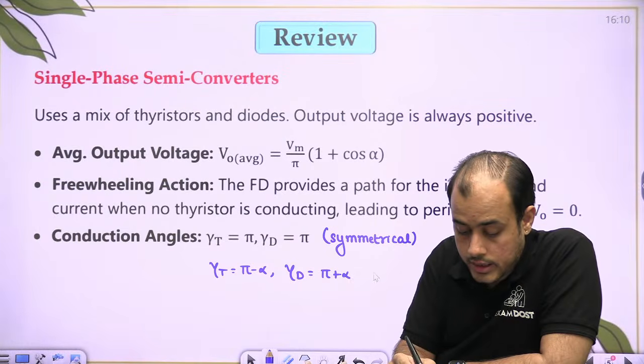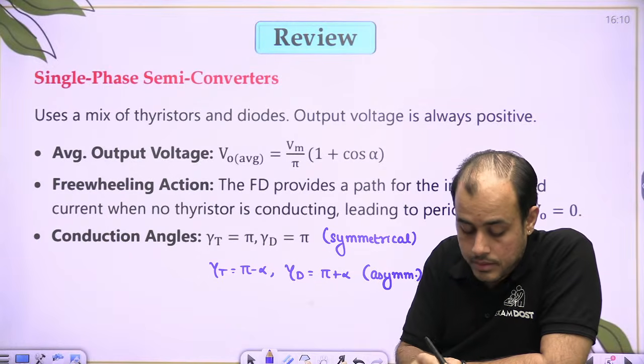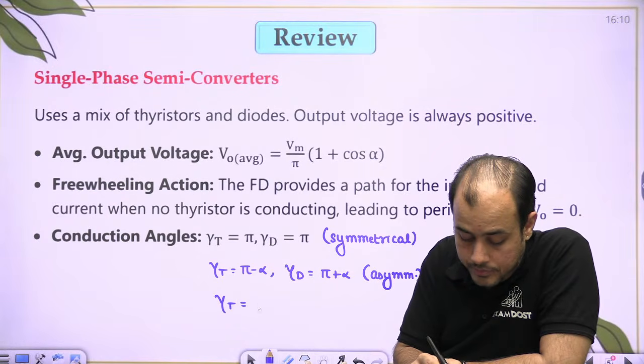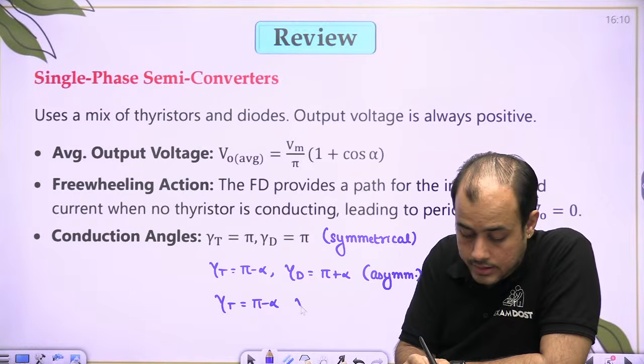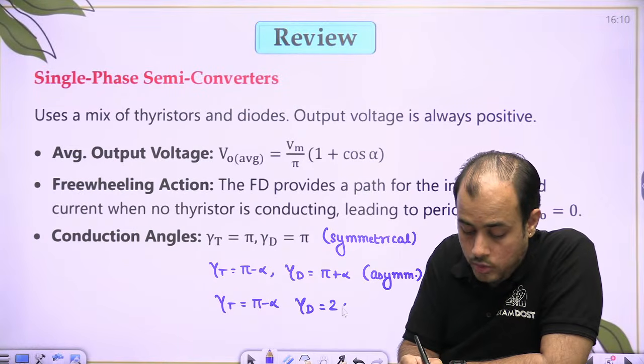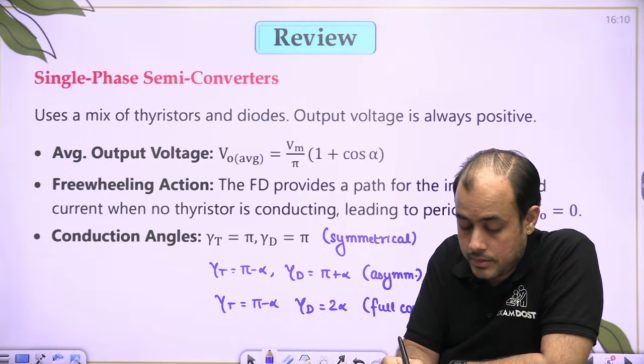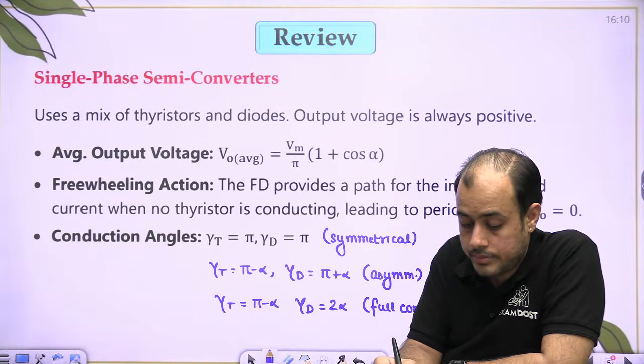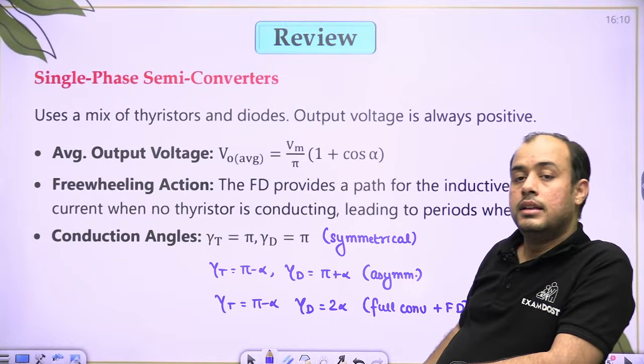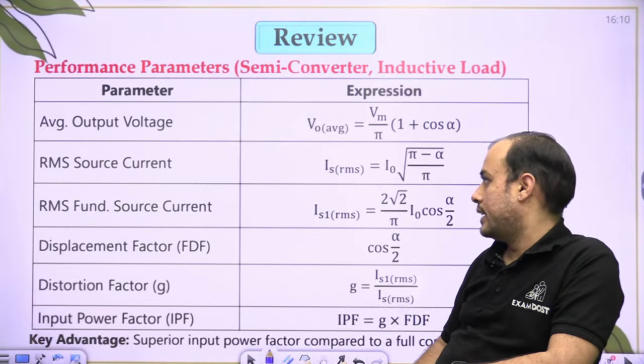This is the conduction angle for asymmetrical. And this is what happens when you have a full converter plus freewheeling diode. These are your conduction angles.